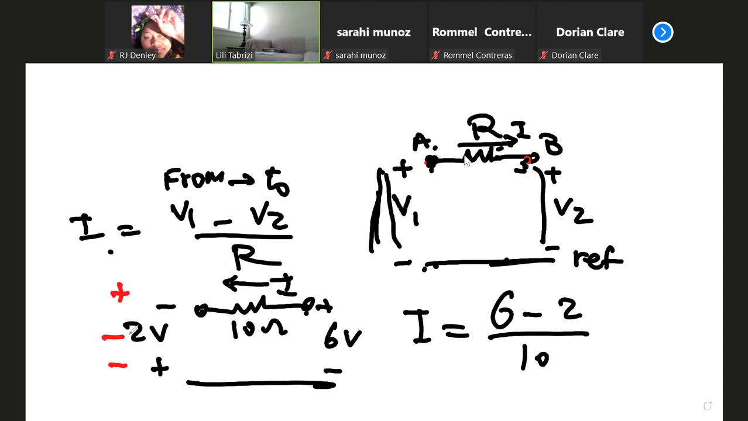Then it's 6 minus 2. Voltage at the current goes from 6 volt node to this node. So it's the voltage at this end, 6 volt, minus the voltage at this node, provided that plus is at this node, which is minus 2 volt, divided by 10.